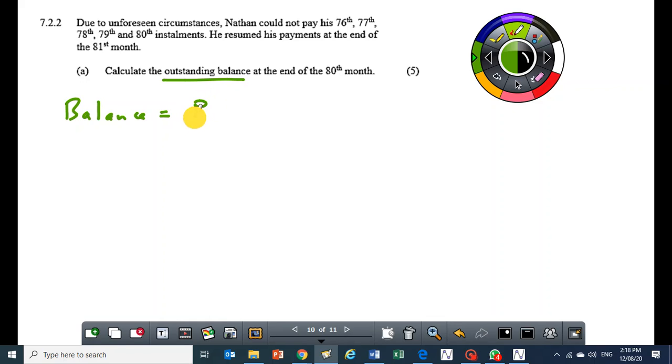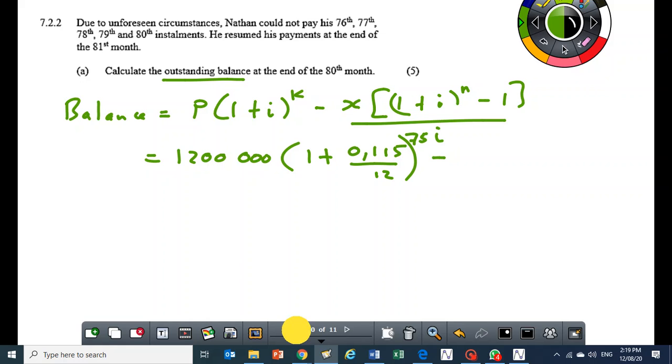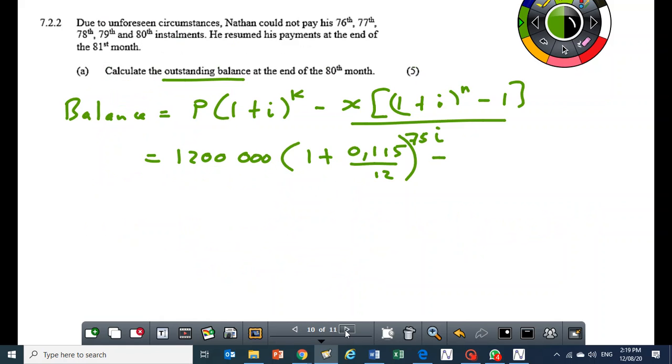Our balance is equal to P times (1 plus i) raised to the power of K. You can put N there, but as we did in class, we put K. So that would be (1 plus i) raised to the power of n minus 1, all over i. We have got the payment from the previous question, right? 14,018 and 28 cents.